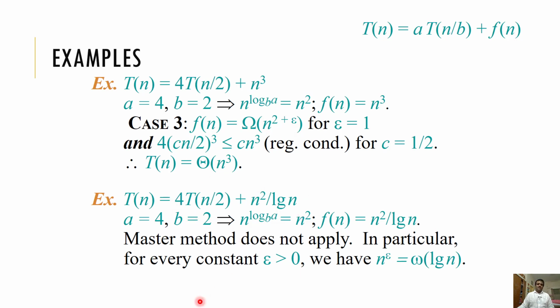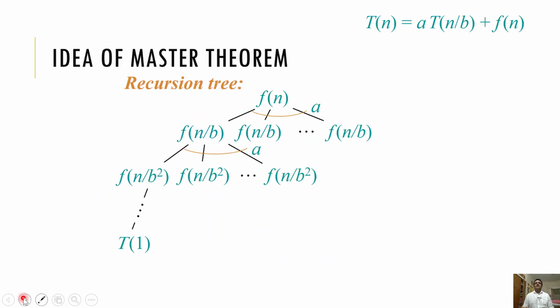Another method is there, which is the Akra-Bazzi method, which we will not discuss in this course. That can solve this type of situation where the master method fails. But that is out of the scope of this course. We will see that mostly whichever recurrences we encounter can be solved using the master method. So those recurrences will fall under the 3 cases of this master method. Okay.